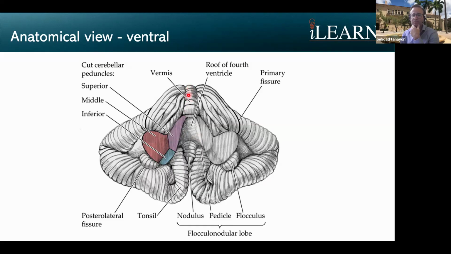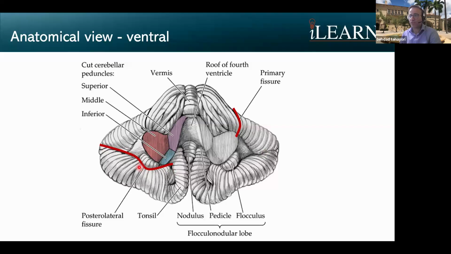Again, on top, you would see the vermis. You can still see this primary fissure right here. This is the same primary fissure we saw dorsally. You also see another fissure that I highlighted on the left side of the image. You can see it also on the right side of the image. This is called the posterolateral fissure.